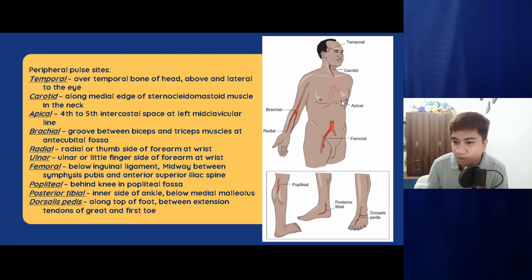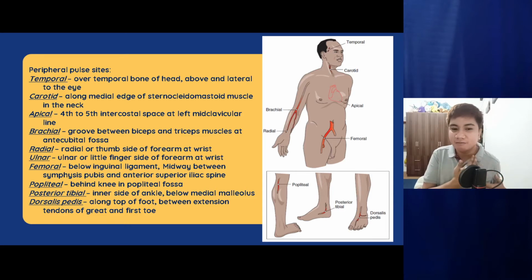Apical area, of course, at the tip of your heart itself, is located on the 4th to 5th intercostal space of your midclavicular line. The intercostal space is the space between our ribs: 1, 2, 3, 4, 5. On the left side, in our left area.